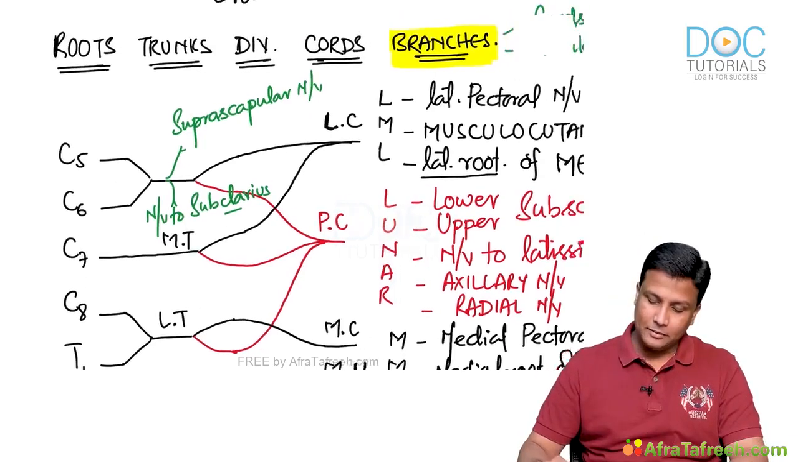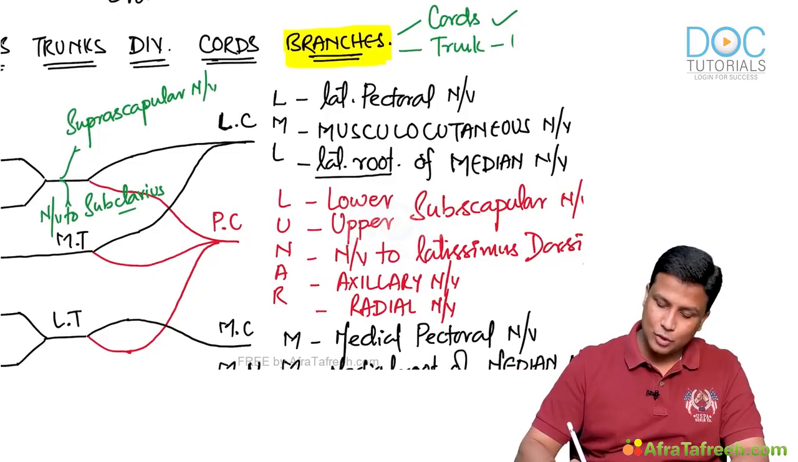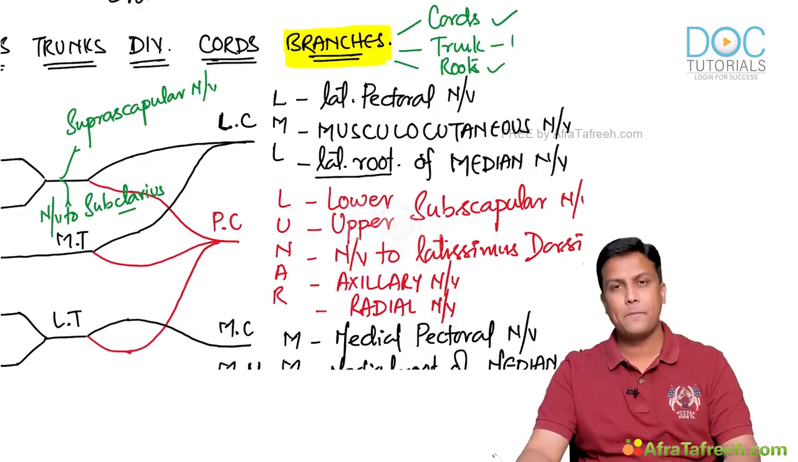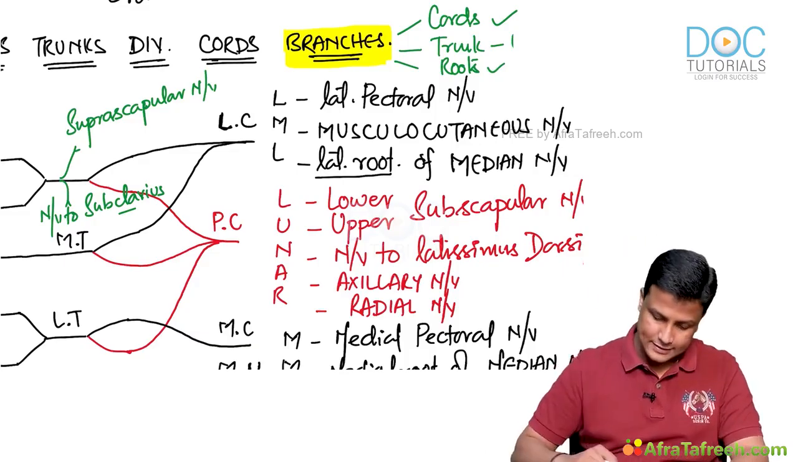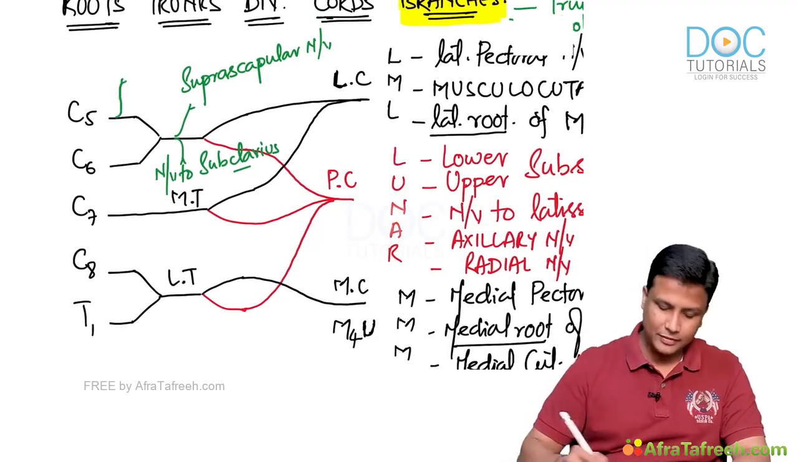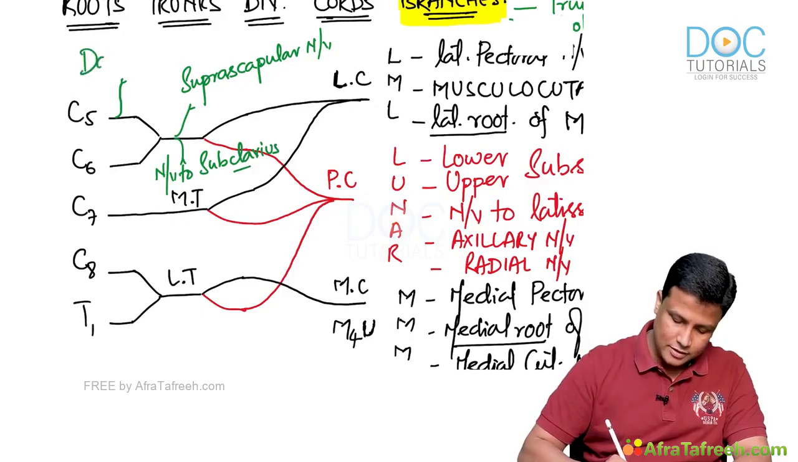Now apart from that, remember, you also get branches from the roots, guys. The last and final one. From the roots also, you'll be getting two branches. Let's see that. Number one, there will be a branch from C5, the ventral rami of C5. That will be the dorsal scapular nerve.